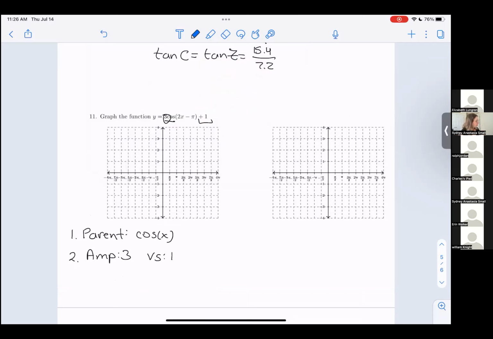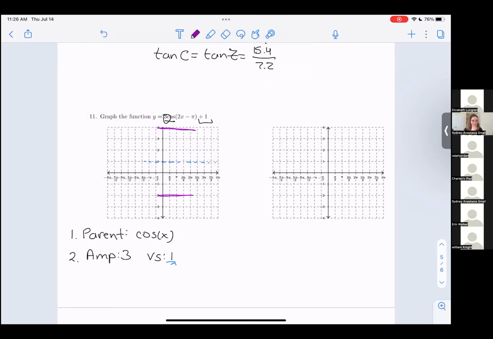We know that our midline is 1 because we have a vertical shift of 1. So we know that right here is going to be our midline. And because our amplitude is 3, we know we need to go 3 above it and 3 below it. Cool.